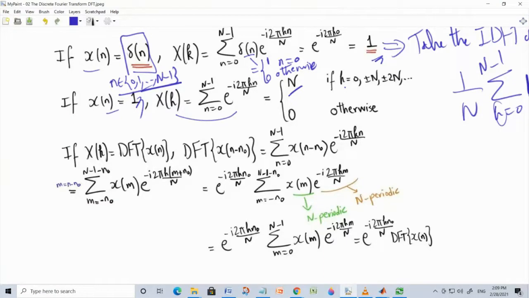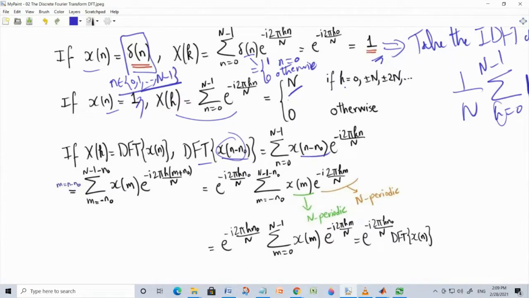Rules. The rules are very similar to what you have for other types of Fourier transform. So time shifts, for example, become multiplication by exponentials. So let's do this one. What is the DFT of x of n minus n0? Well, take x of n minus n0, insert it here.